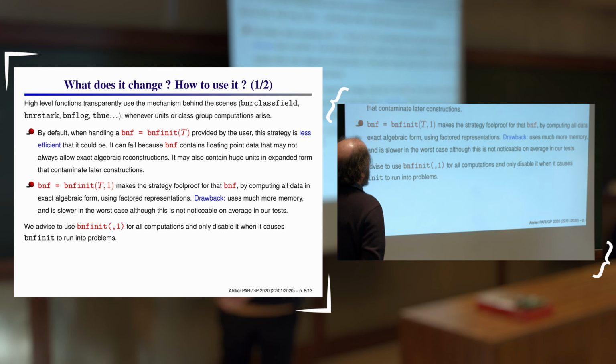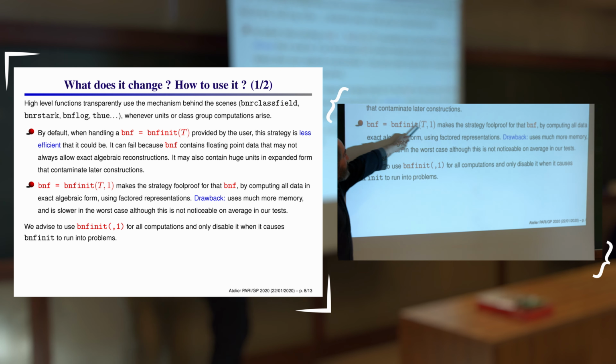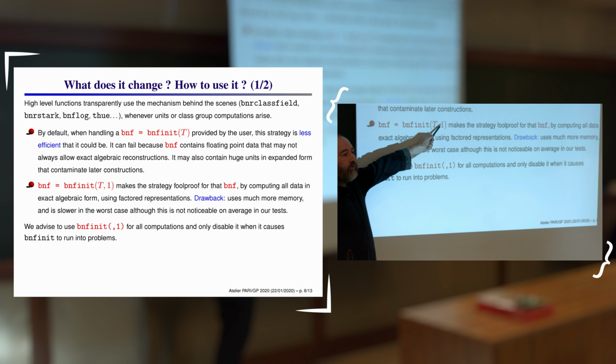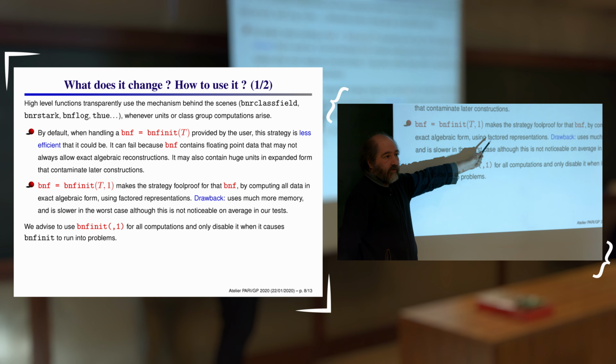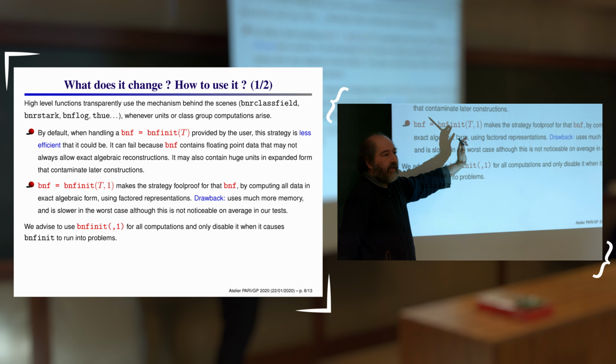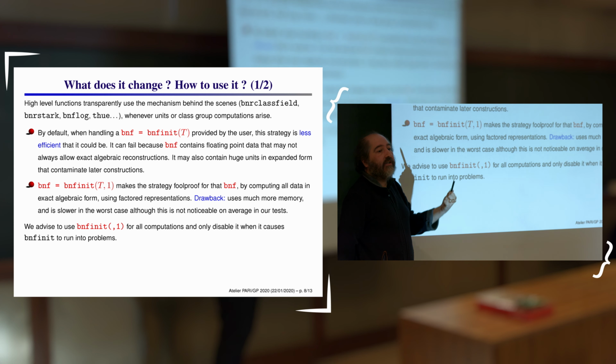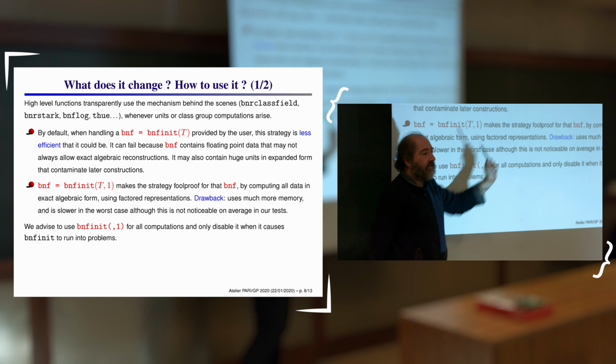by using what I explained behind the scenes. So it means that this BNF with this comma 1 now contains algebraically all the data that will be needed in all the functions later. So any function that takes a BNF and that might need some data that could be present in the BNF will have this data in algebraic form. That's the contract. That's what comma 1 means.